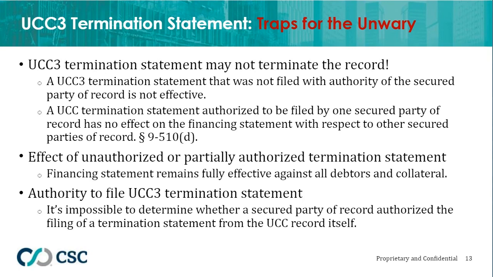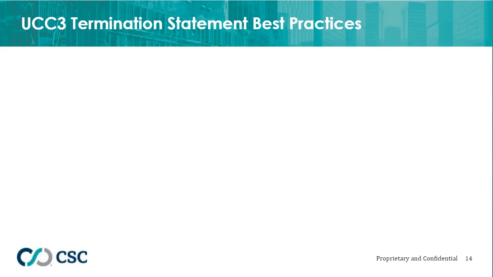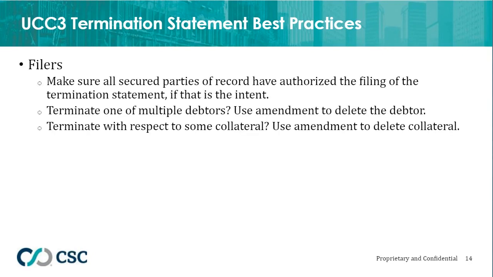So some best practices when it comes to termination statements from a filing perspective. If it is intended to terminate with respect to multiple secured parties of record, make sure all secured parties of record authorize the filing of the termination statement, if that's what is intended. If there are multiple debtors and the secured party only wants to terminate with respect to one, do not file a termination statement. Use an amendment to delete the debtor. That will cut that debtor out of the scope of the financing statement. Same thing with terminating with respect to some of the collateral. The proper thing to use at that point is an amendment to delete collateral, not a termination.